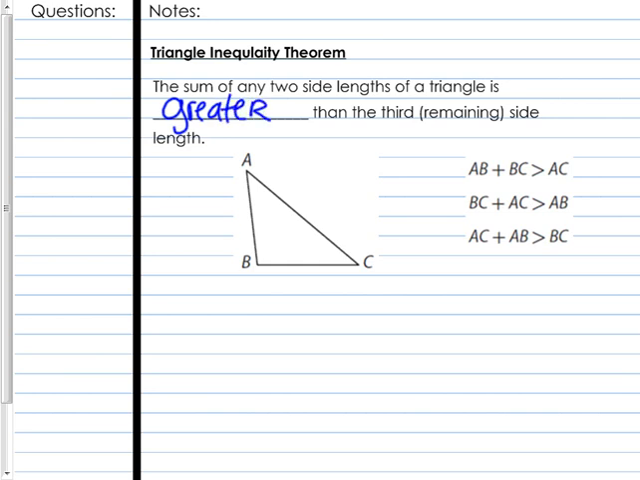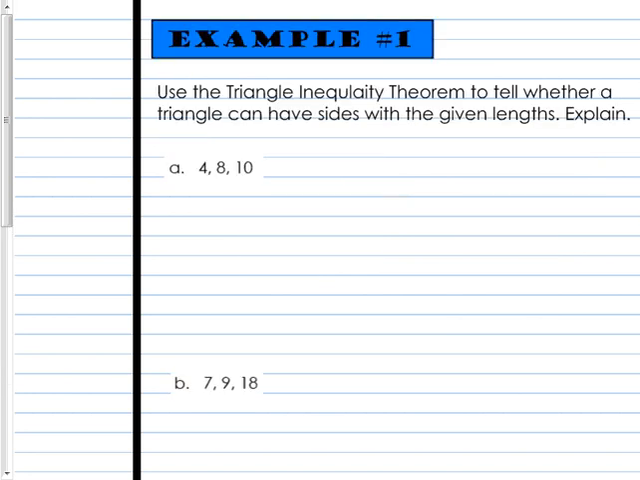So, for example, AB plus BC has to be greater than AC. And then when you add up two more sides, BC plus AC has to be greater than AB. And then AC plus AB has to be greater than BC. If even one of those doesn't work, then the lengths really are not a triangle. You really can't make a triangle out of sides of that length. Let's put that into action.